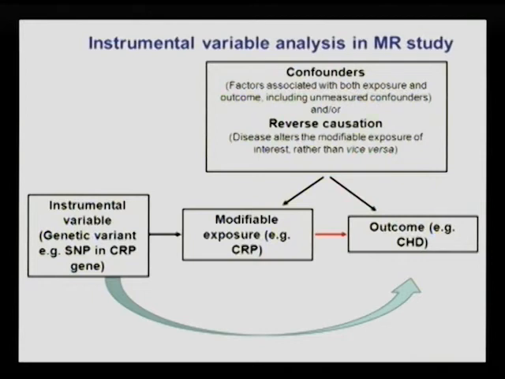If C-reactive protein truly causes heart disease, then a genetic variant which increases your C-reactive protein levels should increase your heart disease risk. And George Davey Smith and colleagues actually did this experiment, and what they found was that there was absolutely no evidence that C-reactive protein increased heart disease risk. They found a SNP which was strongly associated with levels. When they looked at that SNP in relation to heart disease risk, it wasn't associated with heart disease risk.